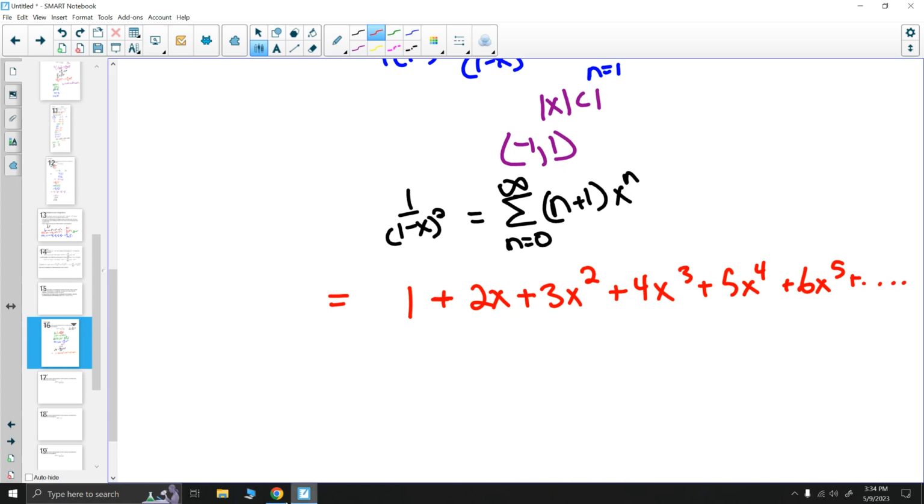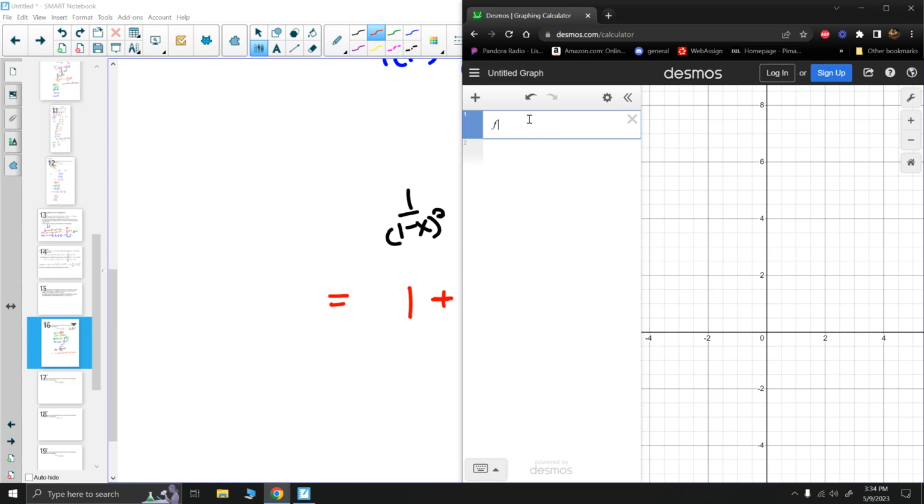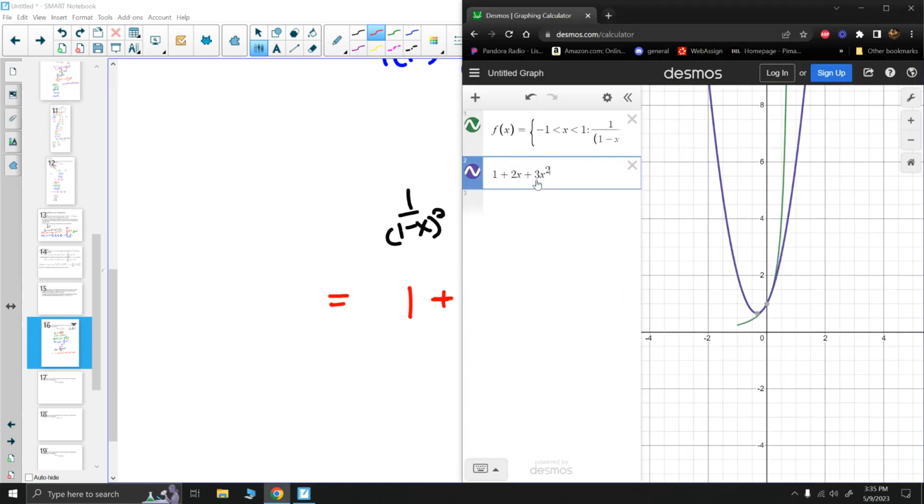And let's see if it's a good approximator for our function here. So f of x is equal to, in curly brackets, from -1 to 1. That's setting my boundaries. There we go, that's better. And this is 1 over (1 minus x) squared. This is the function that we're trying to write as a power series. So this is 1 plus 2x, plus 3x squared plus 4x cubed.